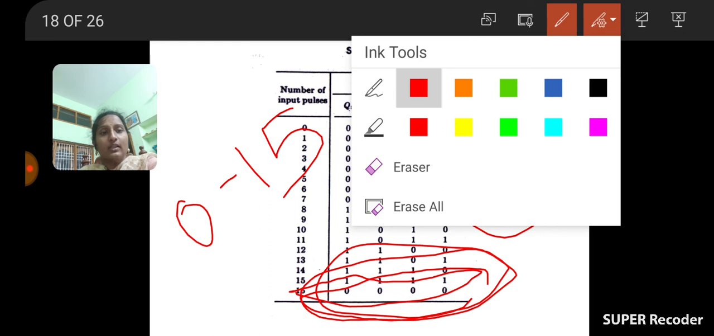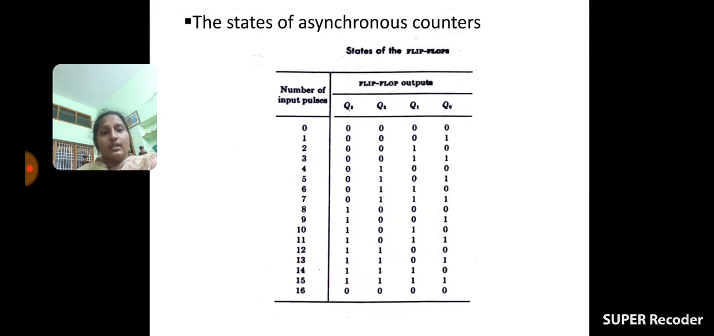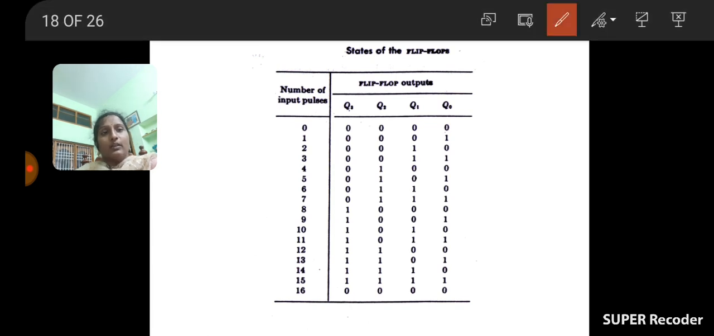Is it clear? This is the truth table of our counter. So it is very, very easy. Why? Because for remembering, you simply write equivalent binary numbers of decimal: 0 0 0 0, 0 0 0 1, 0 0 1 0, 0 0 1 1, and so on.